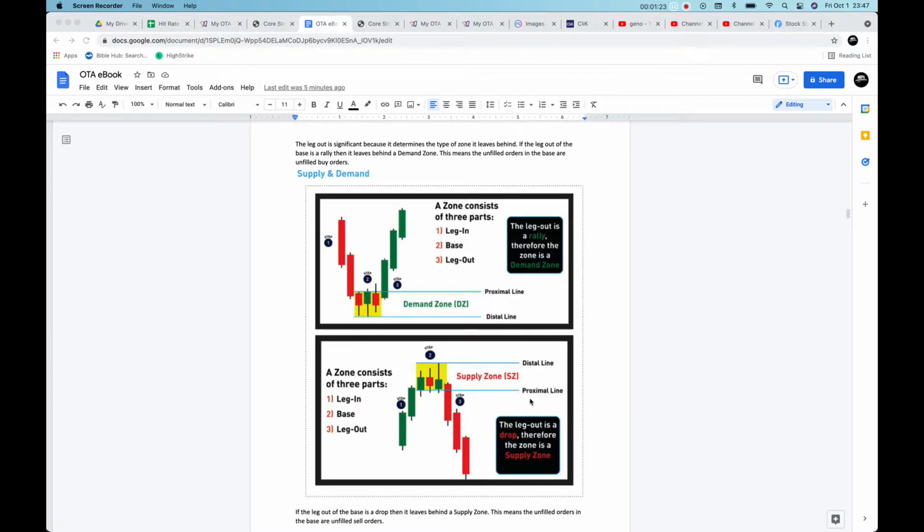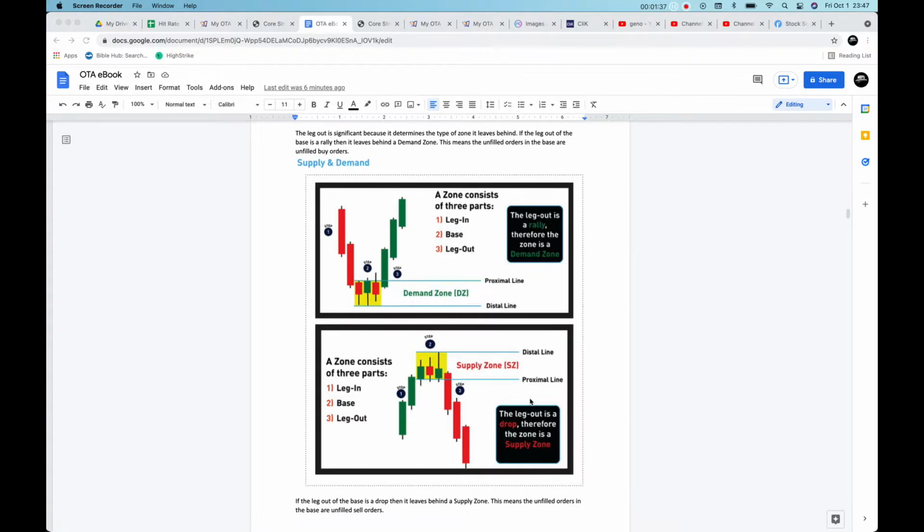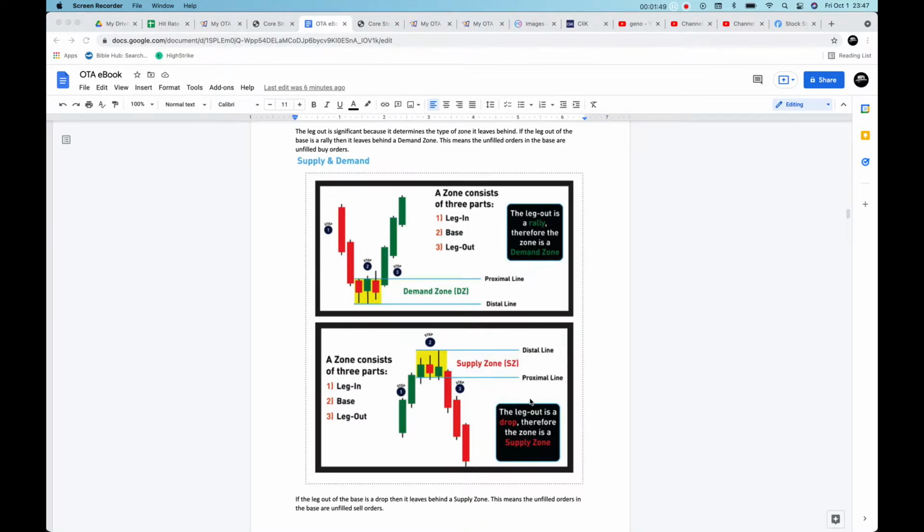So, if the leg out of the base is a rally, then it leaves behind a demand zone. This means the unfilled orders in the base are unfilled buy orders. Okay? If the leg out of the base is a drop, then it leaves behind a supply zone. And that would mean the unfilled orders in the base are unfilled sell orders.